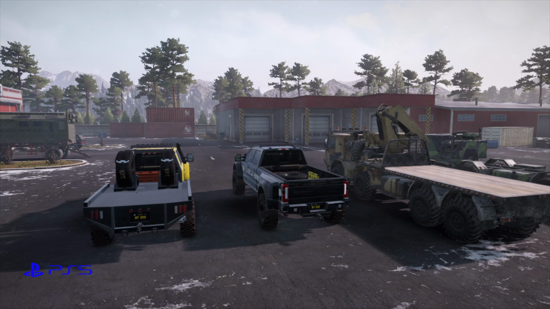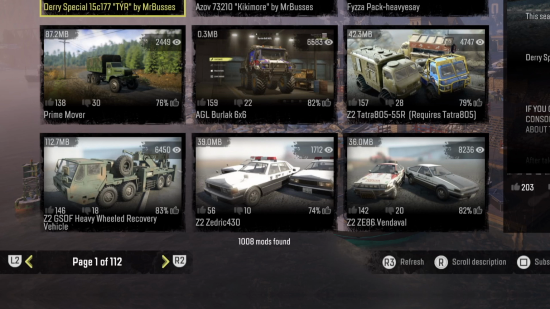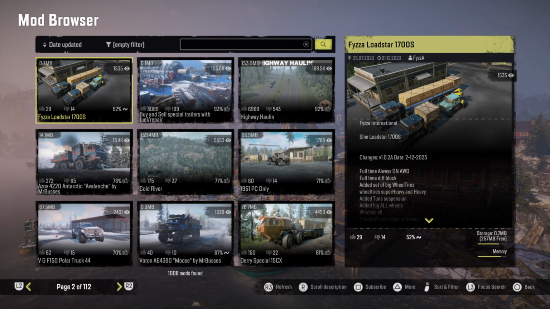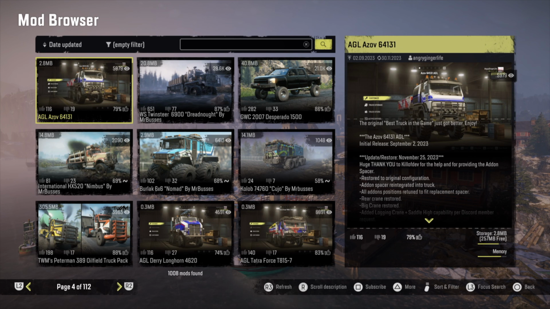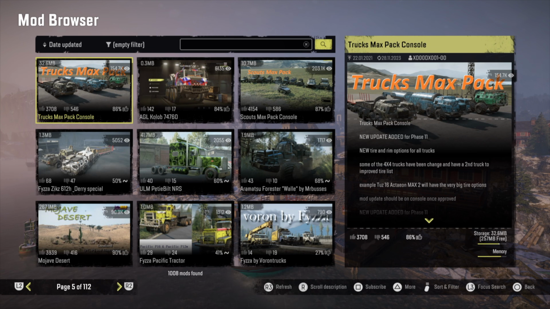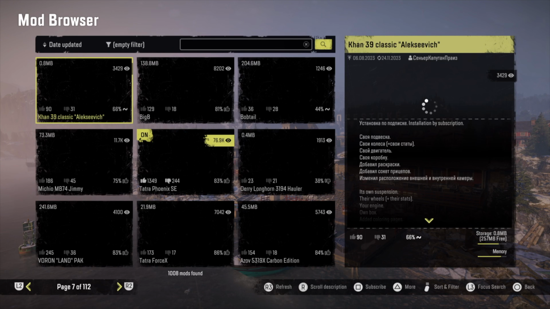I understand that. Here we are in the mod browser for SnowRunner, and you can see down below it says page 112. So we got 112 pages of mods here. Let's take a look together. Dear God, here we go. And they're not just trucks. They are maps. They are trailers. There are different things in here that you can add to the game.